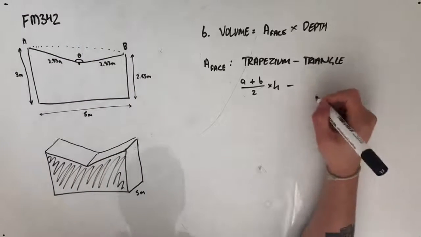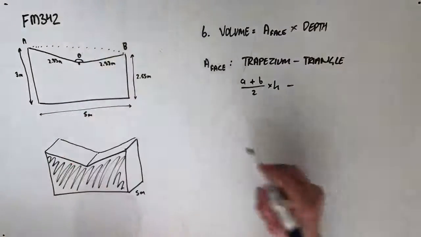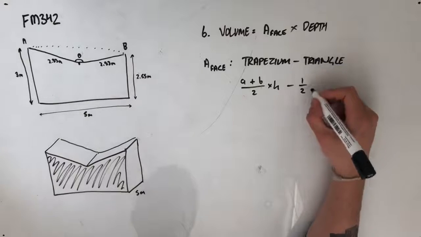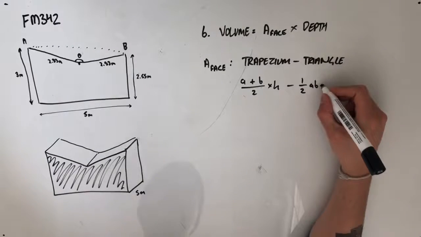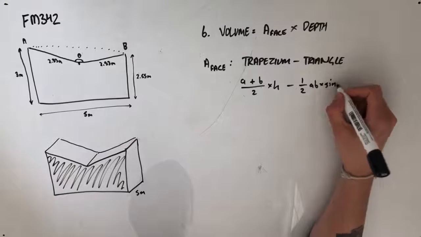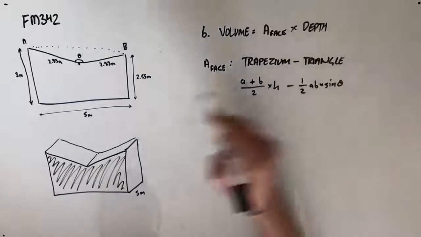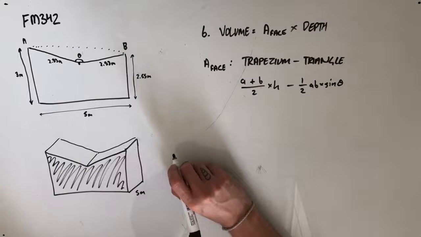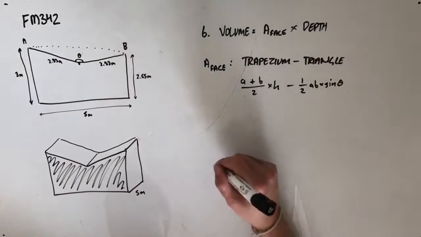And we're going to subtract the area of a triangle. Now, the triangle that we've got here, or the information that we've got, means that the formula that we'll use to find this triangle is going to be half AB sine theta, because we have 2 side lengths and an angle. So it's going to make it nice and easy for us to find the area of this triangle.